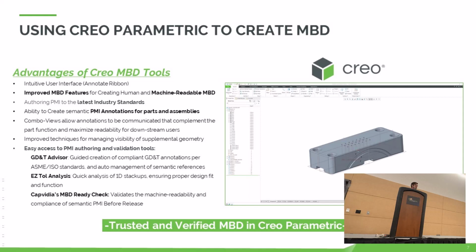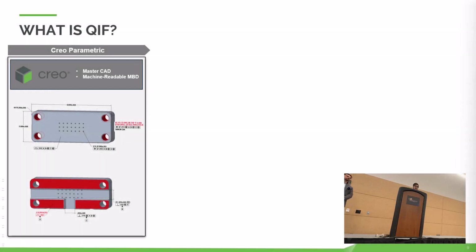So now within our presentation, we have trusted and verified model-based definition within Creo Parametric. So next we need to export to QIF. So what is QIF? That stands for Quality Information Framework, and it is an ISO standard. It's about as far as we're going to go into explaining what QIF is. If you want to know more, Capvidia, Belcan, we're happy to help explain that a little bit further outside the presentation. But here I have my model-based definition within Creo Parametric.